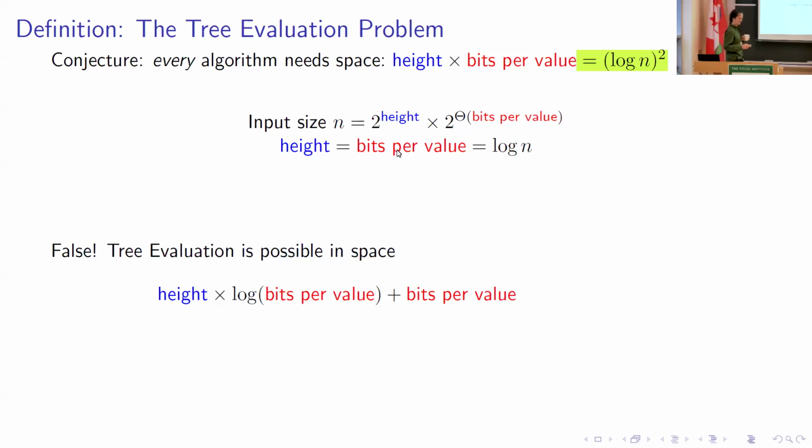Okay, so the main thing I want to talk about in this talk is how we proved this conjecture is actually false. So we gave an algorithm that uses space the height of the tree times the log of the bits per value parameter, plus also the bits per value parameter. And that comes out to log n times log log n.